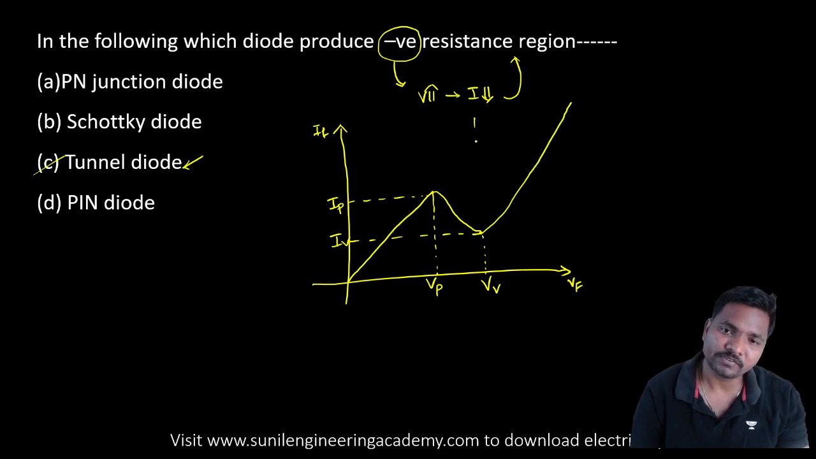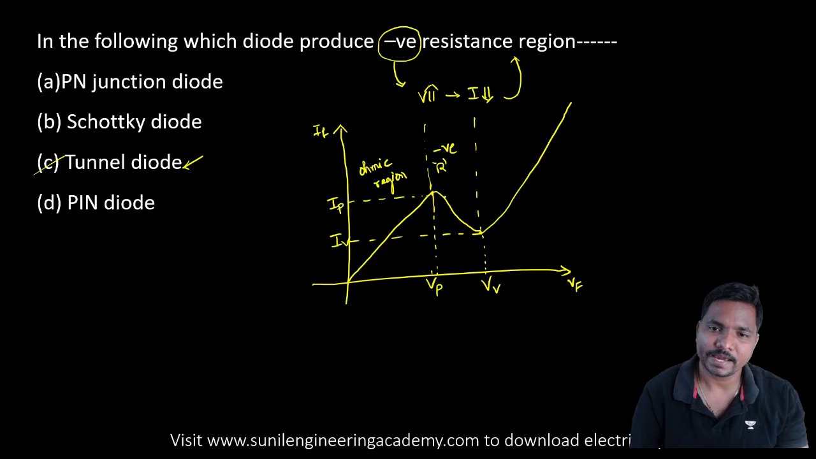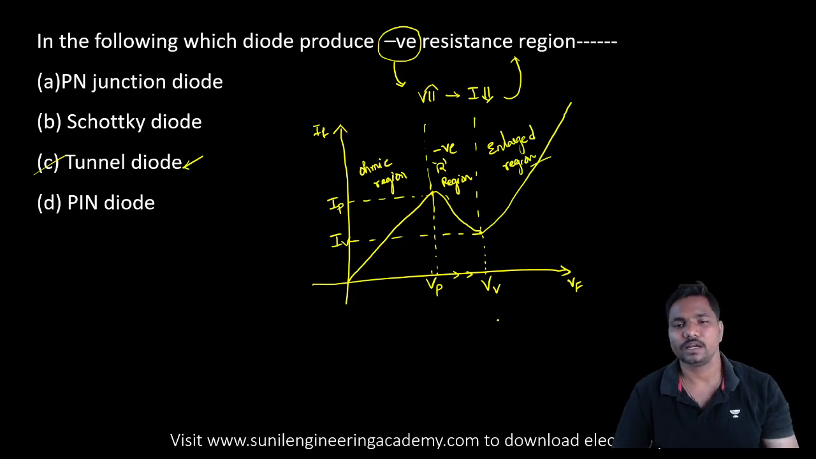So that means it acts in three regions. For low voltage, this is the ohmic region. For Vp to Vb, it is the negative resistance region. Why negative resistance? As voltage increases, current is decreasing, so that's why it is the negative resistance region. And this is the enlarged region.